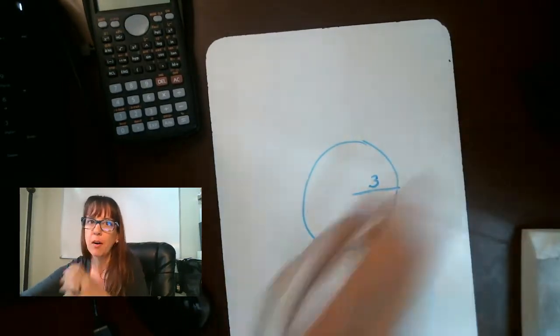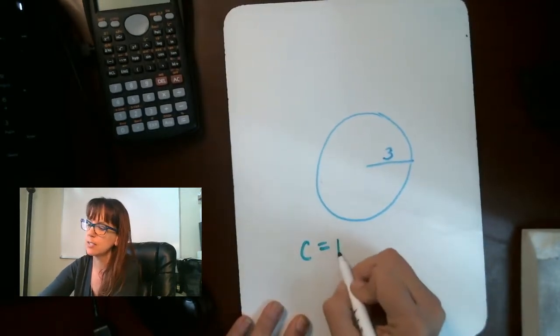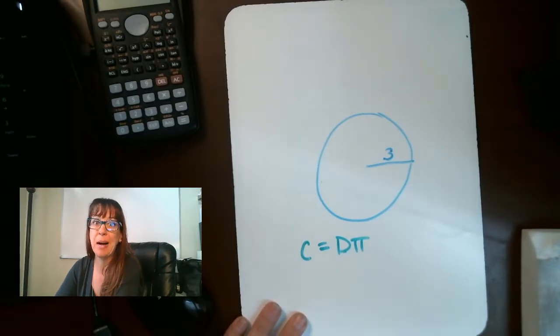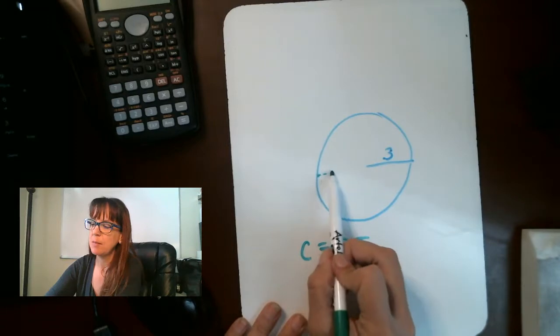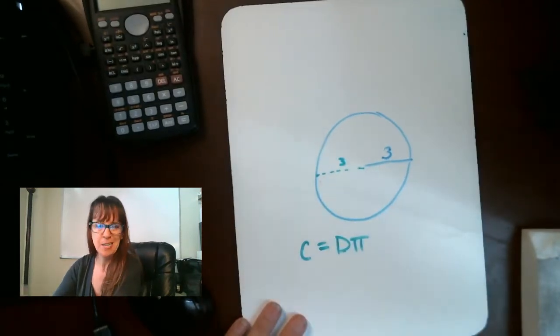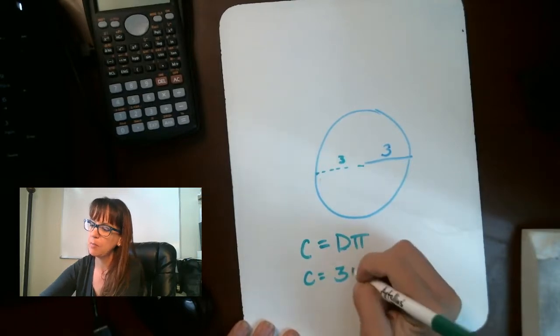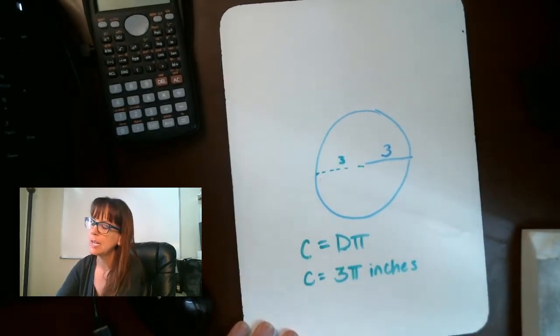If we remember, our formula is cherry equals delicious pie. So we need the diameter, and then we're going to multiply that by pi, okay? The diameter of this guy, remember we have to double it. It's 3 over here. That's going to be 6. So our circumference is 6 pi inches, if we're talking, let's say, inches.